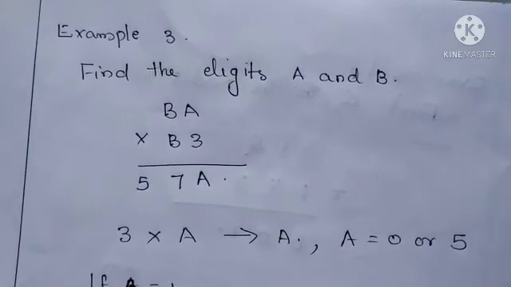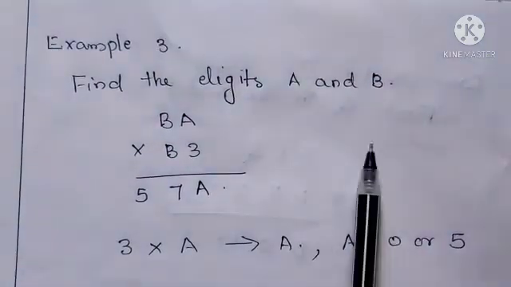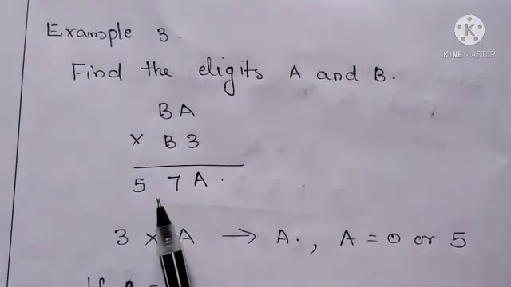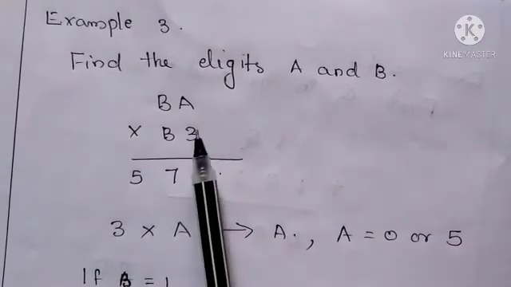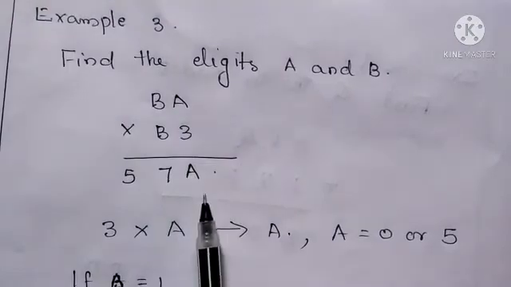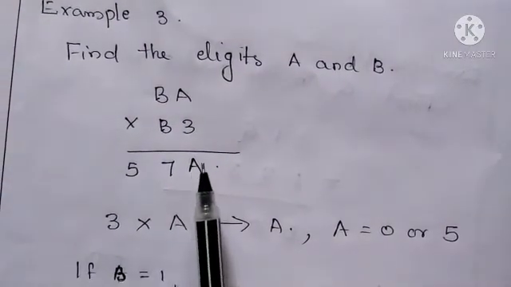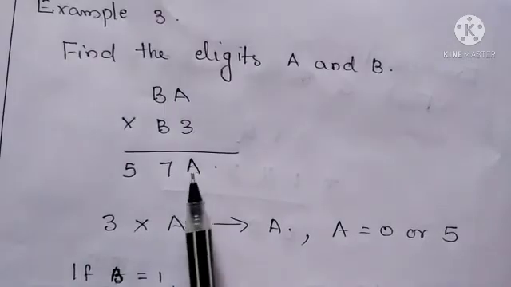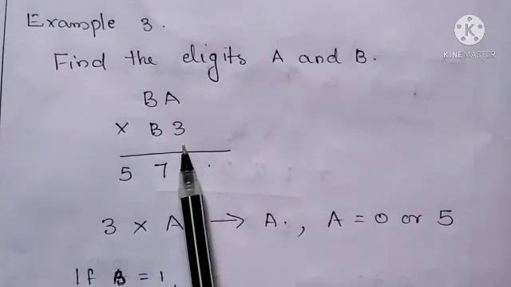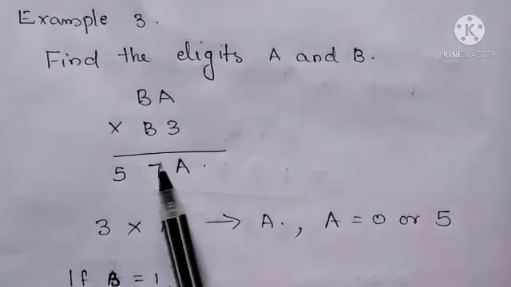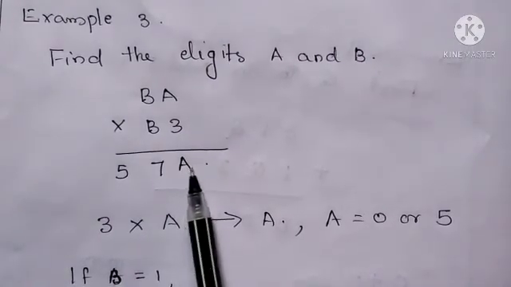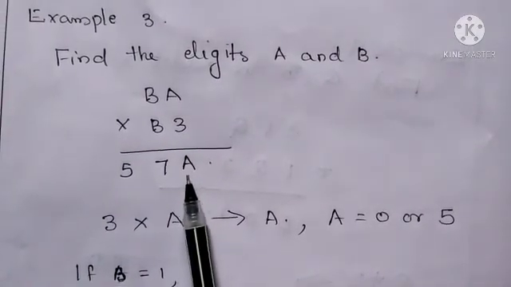Next example 3. Find the digits A and B in the given product BA into B3 equal to 57A. Understood the question? So here A into 3, the same digit will be here. In which case can we get the same digit here? A into 3. Which are the digits? 0 or 5. 0 into 3 will become 0, or 5 into 3 will become 15. Then it will be 5. A is equal to 5.